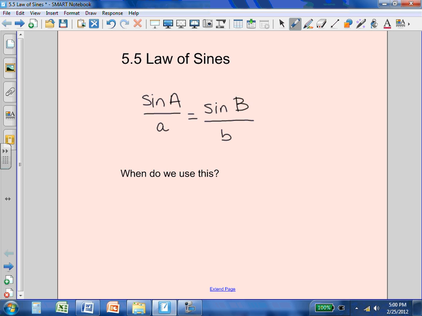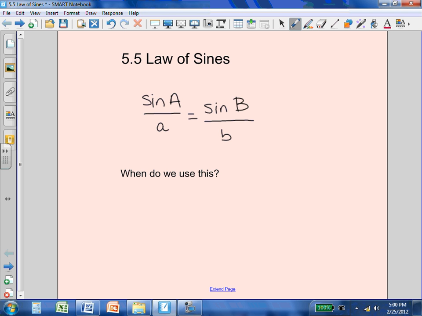Now you'll see all three of them. There's sine of A over a equals sine of B over b equals sine of C over c. You'll see all three of them together, but you will only ever use two of them at once. So you'll never use all three at the same time. When do we actually use the law of sines?